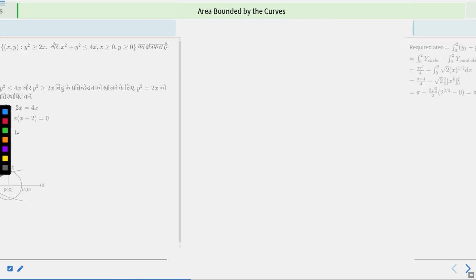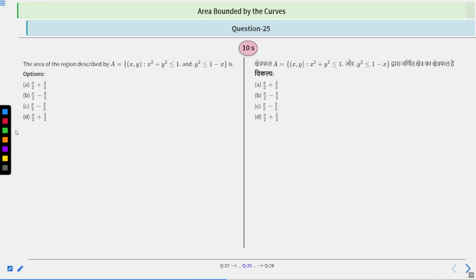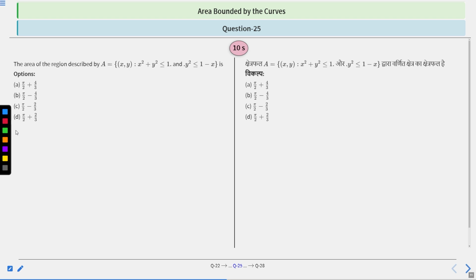Now let's move to the next question, question number 25, which says: the area of the region described by A = {(x, y): x² + y² ≤ 1 and y² ≤ 1 − x} is.